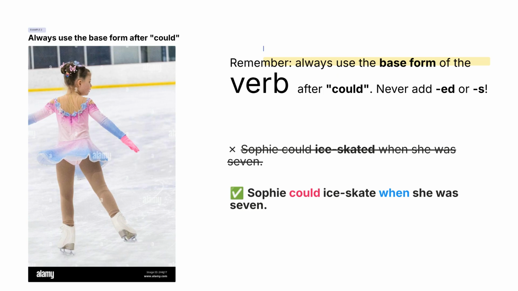Here is example 2, which gives us an important rule. Always use the base form of the verb after could. The correct sentence is, Sophie could ice skate when she was 7. The incorrect sentence is, Sophie could ice skated when she was 7. Always use the base form of the verb after could and never add ed or s.